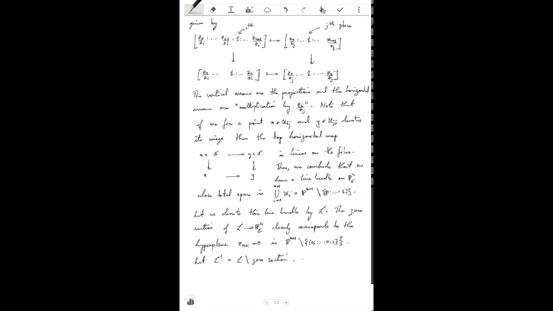Then L prime is P^{n+1} minus a hyperplane, but P^{n+1} minus a hyperplane is C^{n+1}, and we are removing the point, the origin, from it. So this is homotopic to S^{2n+1}.